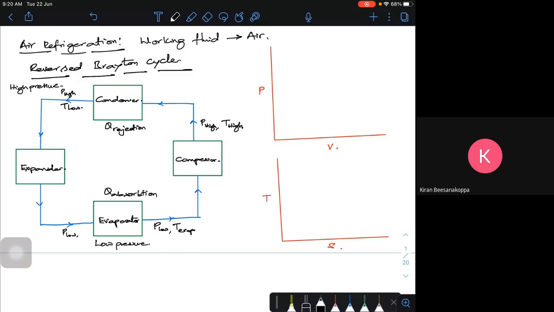So when I remove the heat, what will happen? Its temperature will rise. So this will be at T low. Let me call it T low. In the evaporator, it's going to absorb the heat, and its temperature rises even though pressure is low.